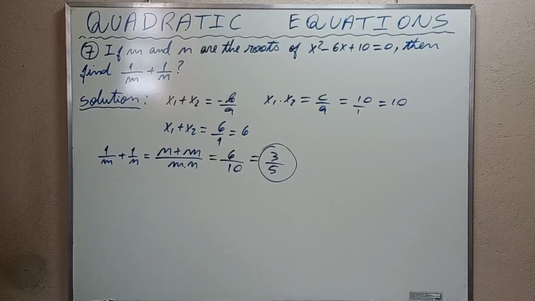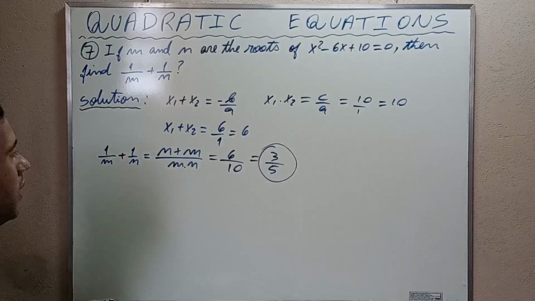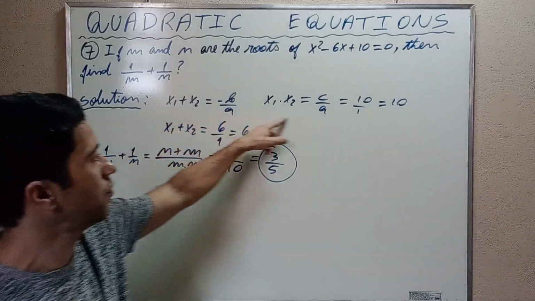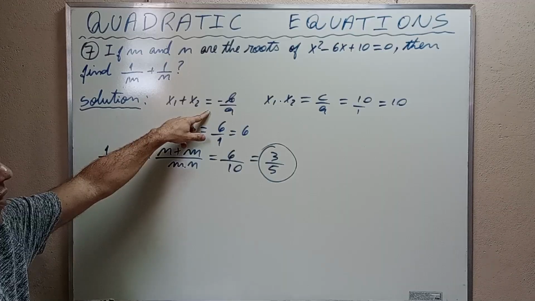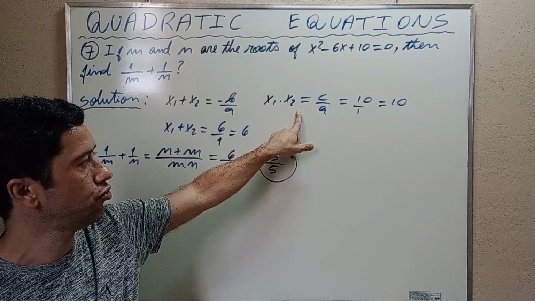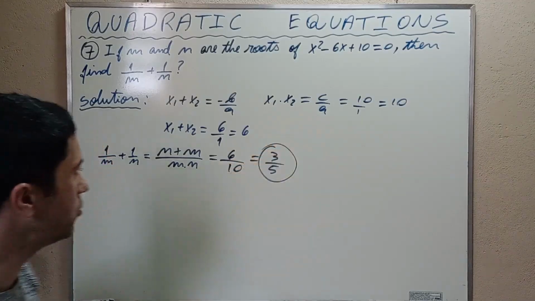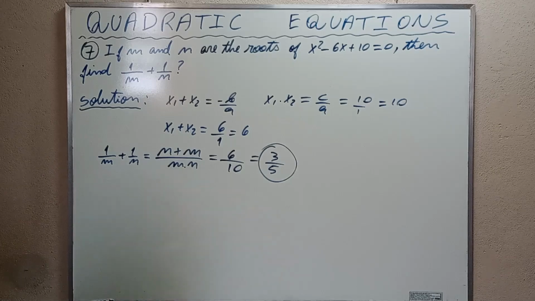The exercise wanted us to find 1 over m plus 1 over n, and we use this alternative way. I demonstrated to you how we find this negative b over a, and I invited you to try to demonstrate this in your house. Using this here, we find the solution of the exercise. Okay, my friends? And this is all for exercise number 7. Let's go to the next. Let's go to exercise number 8.